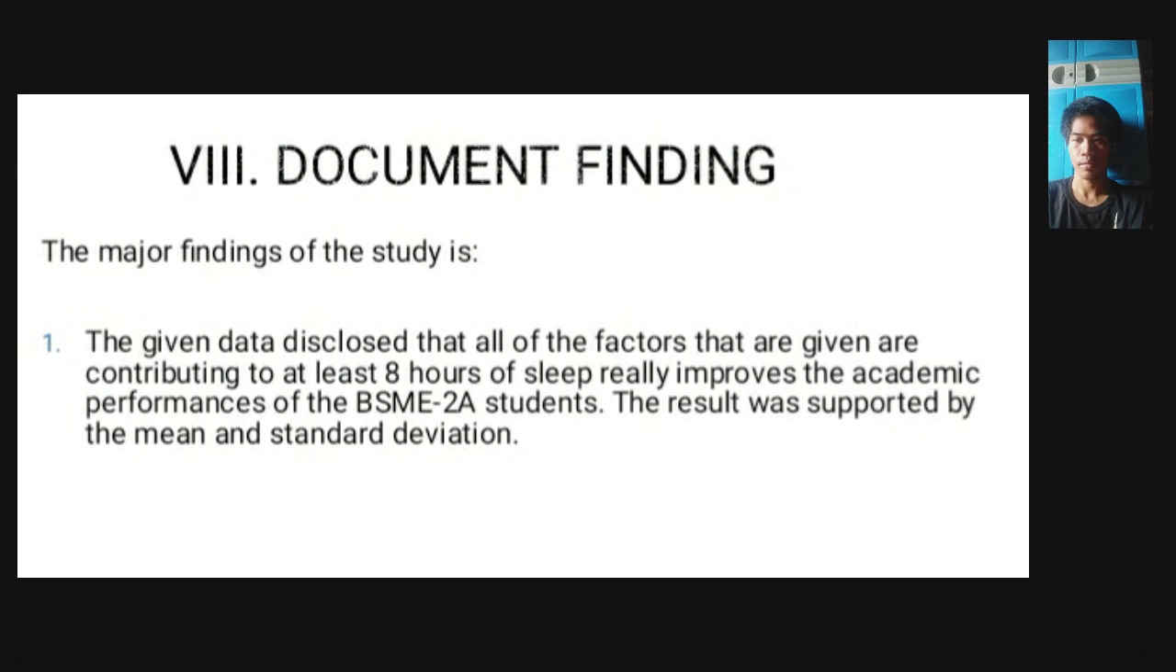Okay, next slide. Number 8, document findings. The major findings of the study: the given data disclose that all of the factors given contribute to at least 8 hours of sleep really improving the academic performance of BSME 2A students. The result was supported by the mean and standard deviation.